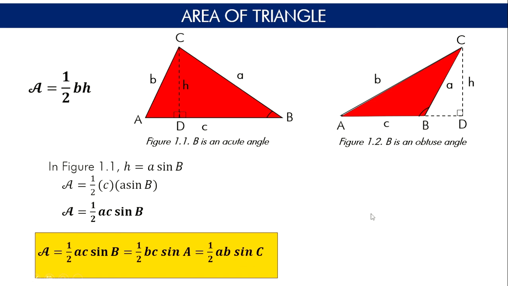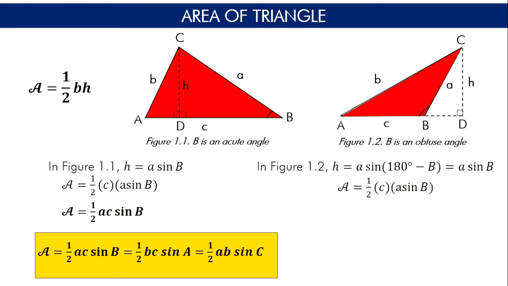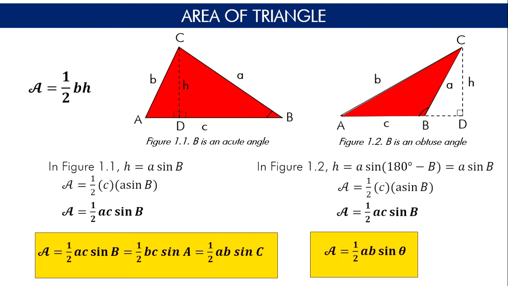Now, how about figure 1.2? In figure 1.2, if we identify the sine B here, the height is equal to A sine of 180 degrees minus B. We identified earlier that sine of 180 degrees minus the angle B is the same as sine of the angle B. So therefore, the height is H equal to A sine B. Substituting again, we have the base of C and the height of A sine B, which is also 1/2 AC sine B. So in general, our formula for the area of a triangle is 1/2 AB sine theta.